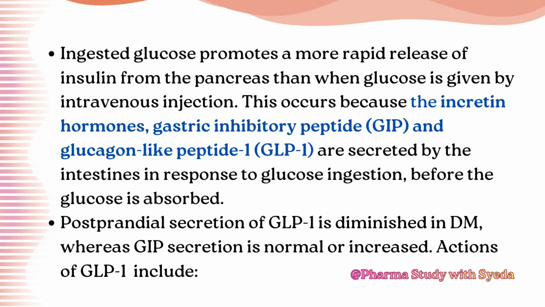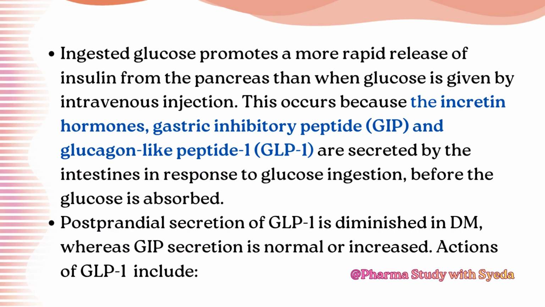When glucose is taken orally, it stimulates a much faster insulin release compared to intravenous glucose. This is known as the incretin effect. The reason is that incretin hormones, gastric inhibitory peptide, or GIP, and glucagon-like peptide 1, or GLP-1, are released from the intestines in response to food intake, even before glucose is fully absorbed into the bloodstream.